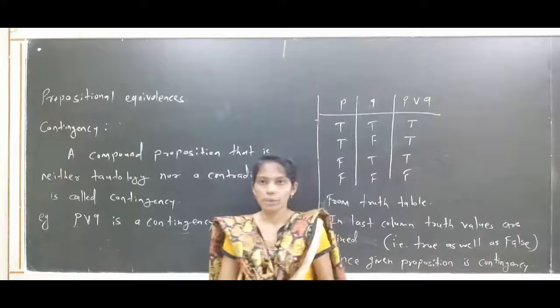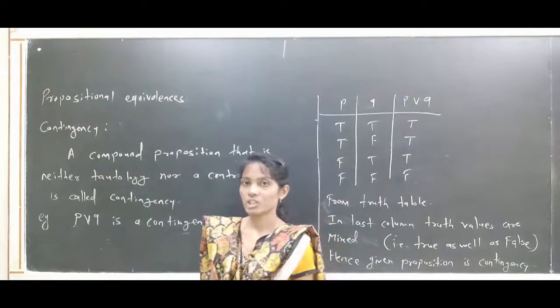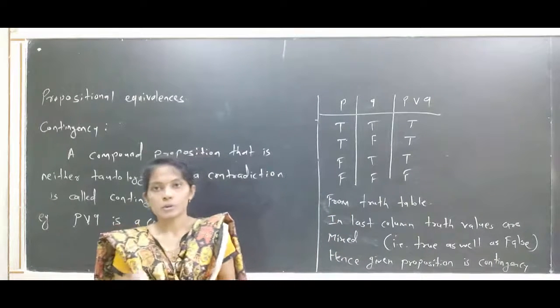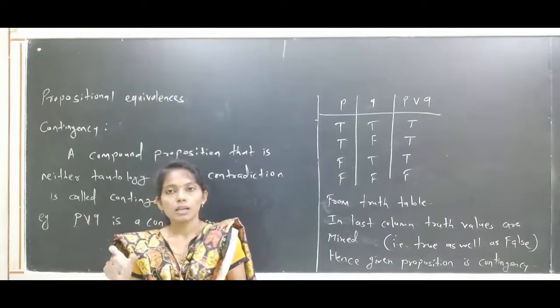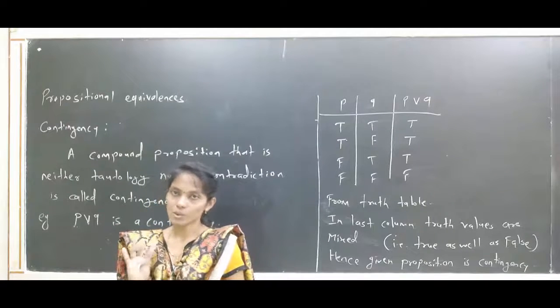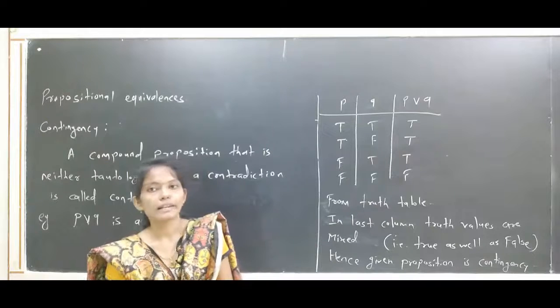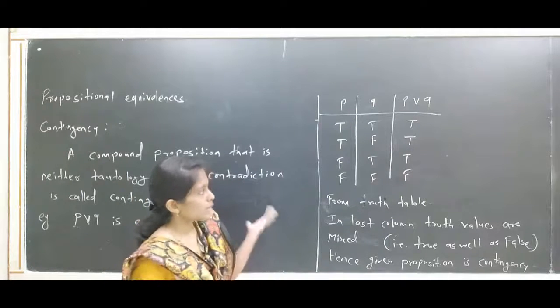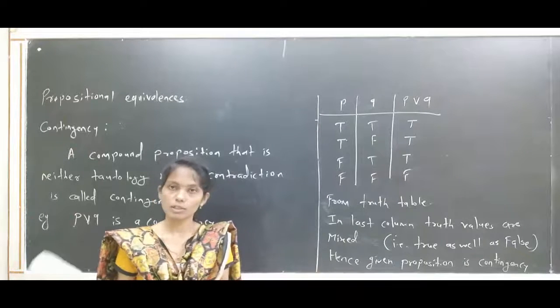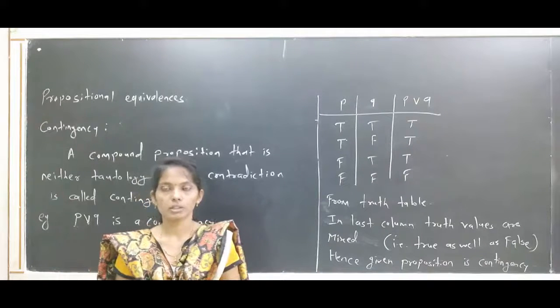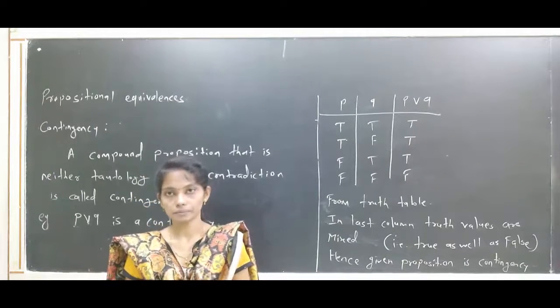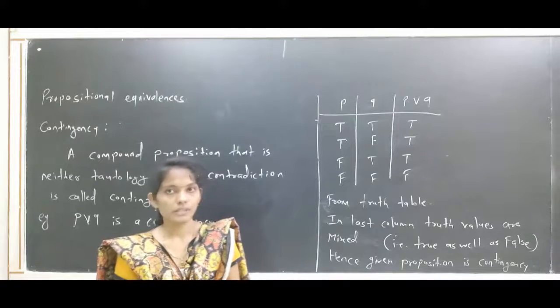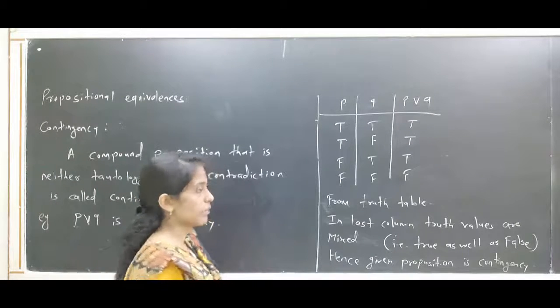Get it? So what is meant by tautology, contradiction and contingency? A tautology is a compound proposition that is always true. A contradiction is a compound proposition that is always false. And a contingency is neither a tautology nor a contradiction. Now the next point: we see the logical equivalences.